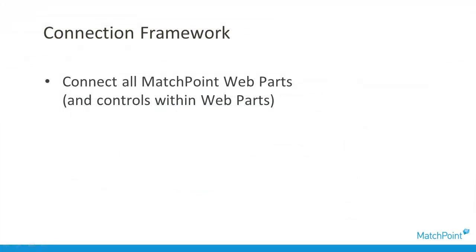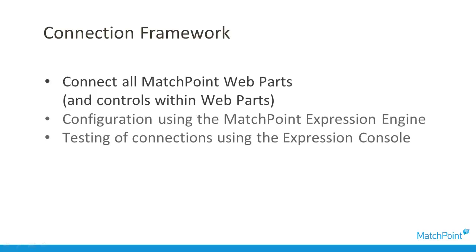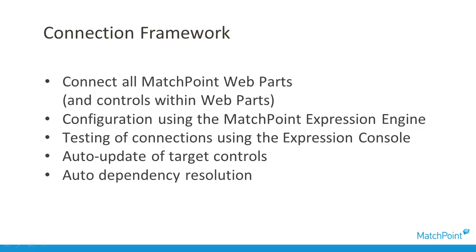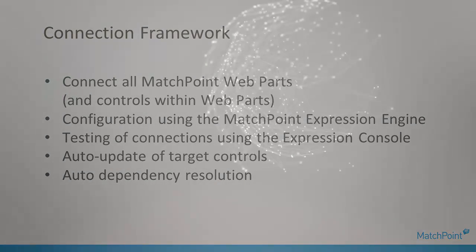With the AJAX Connection Framework, several MatchPoint web parts and even controls within the web parts can be connected with each other. The configuration works via expressions and is very easily tested with the expression console. Connected web parts are notified if a value is changed and therefore can automatically be updated without a page refresh. Dependencies between web parts are detected automatically. If needed, the required fields are automatically included in the search query. For these reasons, it is possible to create a very simple SharePoint page whilst using complex applications.